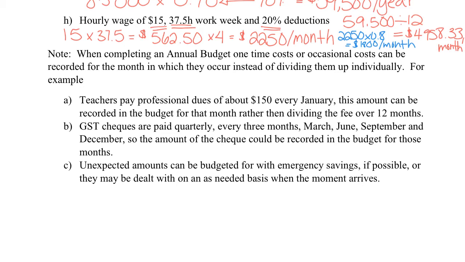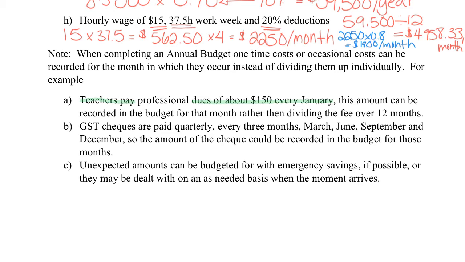So here's a couple examples that I have for you. So the first one is that, so teachers, we pay a due of $150 every January. So this is just a professional dues. So it goes to the Ontario College of Teachers. There's also an Ontario College of Nurses. There's also trades dues that get paid every year. So that amount, you can record it in the budget for January, or you can divide it by 12 and record it for every month. So it kind of depends on how you work your budget. For me, I just pay that amount every January. So I know that in January, I'm going to have that extra payment. So I would include it in my January budget.